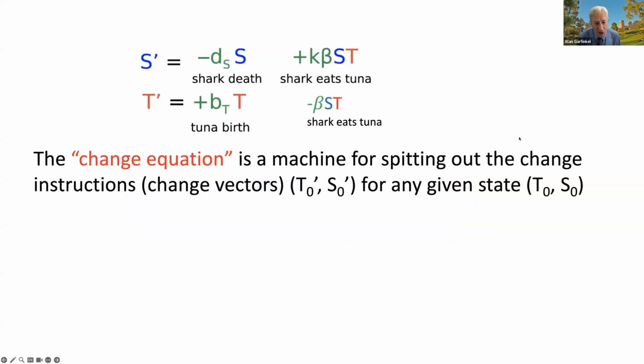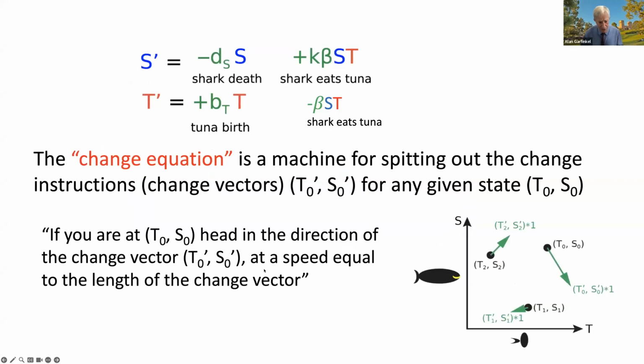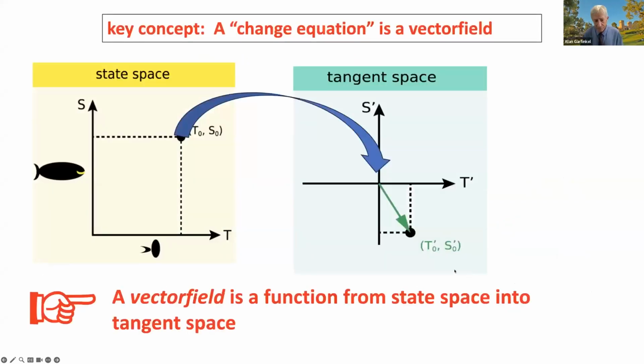So what is the change equation? The change equation is a machine like Siri or Google Maps for spitting out the appropriate change instruction for your current state T0, S0. And it says, if you are at T0, S0, head in the direction of the change vector at a speed equal to the length of the change vector.